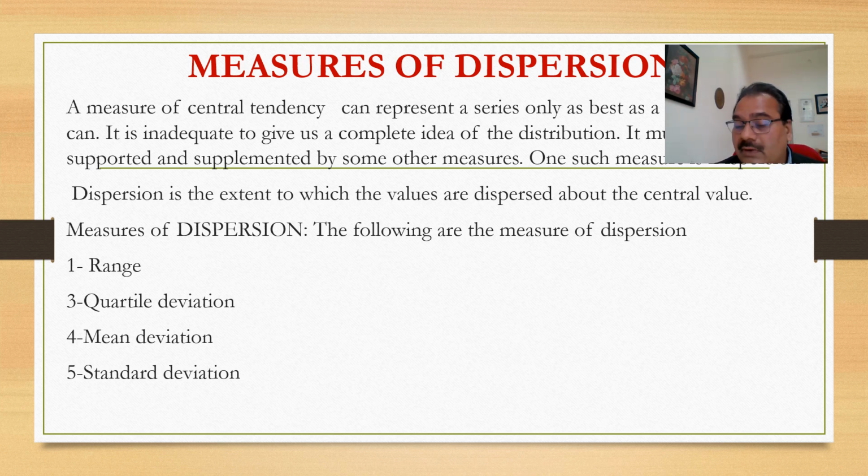Dear students, today we are going to discuss the measure of dispersion. A measure of central tendency can represent a series only as best as a single figure can. It is inadequate to give us a complete idea of the distribution. It must be supported and supplemented by some other measures. One such measure is dispersion. Dispersion is the extent to which the values are dispersed about the central value.